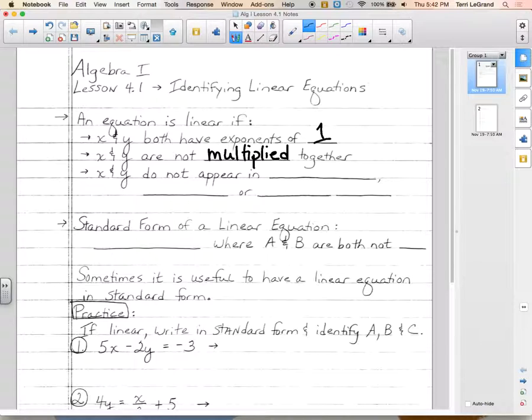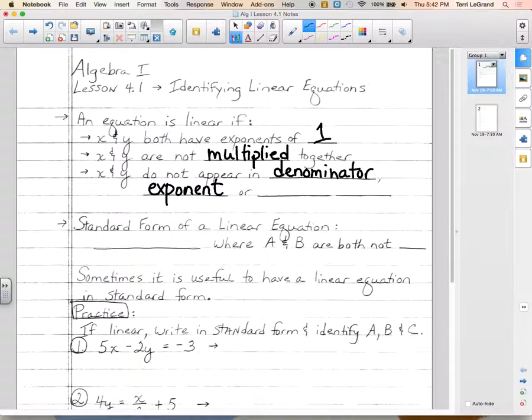And then there's three things that x and y, neither of them can appear in. They cannot appear in a denominator. So x or y can be in a numerator, but not in a denominator. Or in other words, we can't be dividing by x or y in the equation. They cannot appear in an exponent. So we can't have something being taken to a power where x or y are in that exponent. So we can't have like 3 to the x power. That would be not linear.